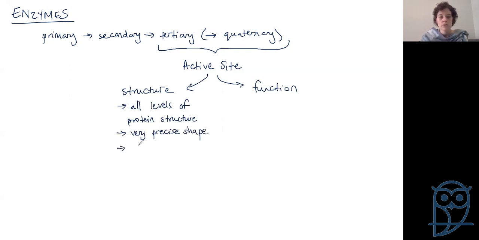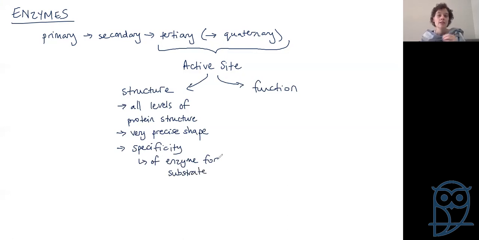Okay, and we talk about specificity. Specificity of enzyme for substrate. And this all depends on the structure of the active site. So if we change the structure of the active site, then we change the specificity, we have a different enzyme.